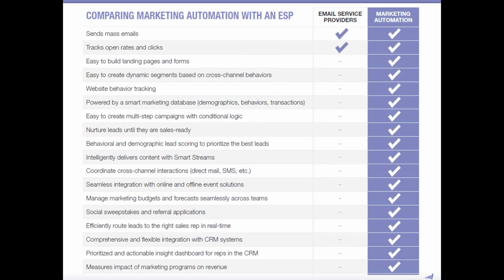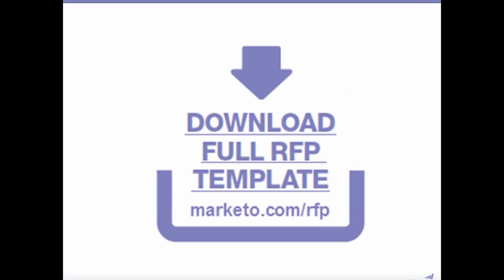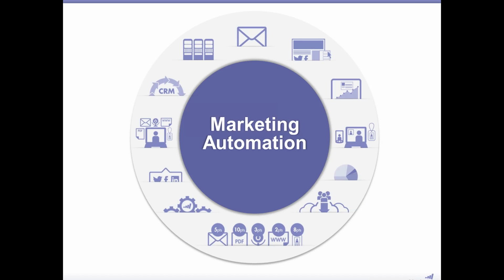So this is a much more complicated slide than the others. This is a table that compares all the stuff that I just talked about that you get in marketing automation with what you get from a traditional email service provider. You obviously have the ability in both to send mass emails, to track open rates and clicks, but marketing automation includes so much more. All these things that I talked about that you don't get with an email service provider. I couldn't even cover all the functionality that marketing automation has. So you can actually download a sample RFP template from our website at marketo.com/RFP.